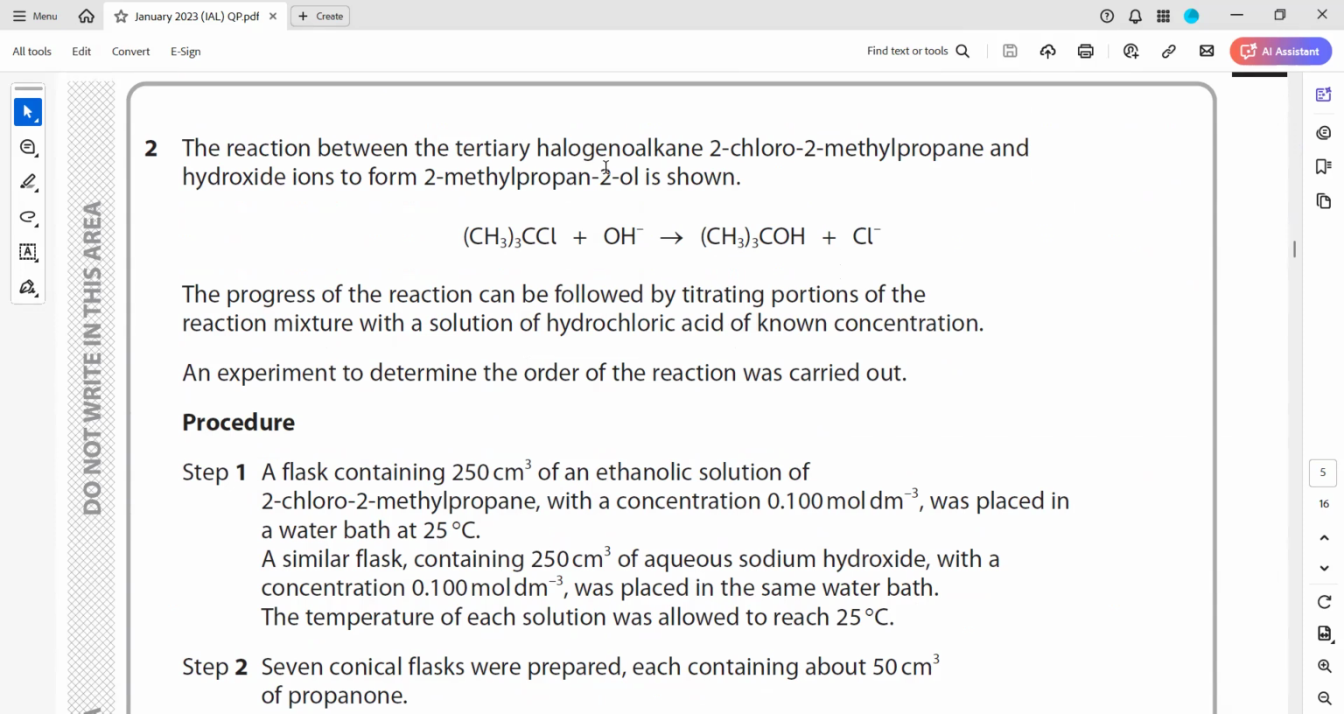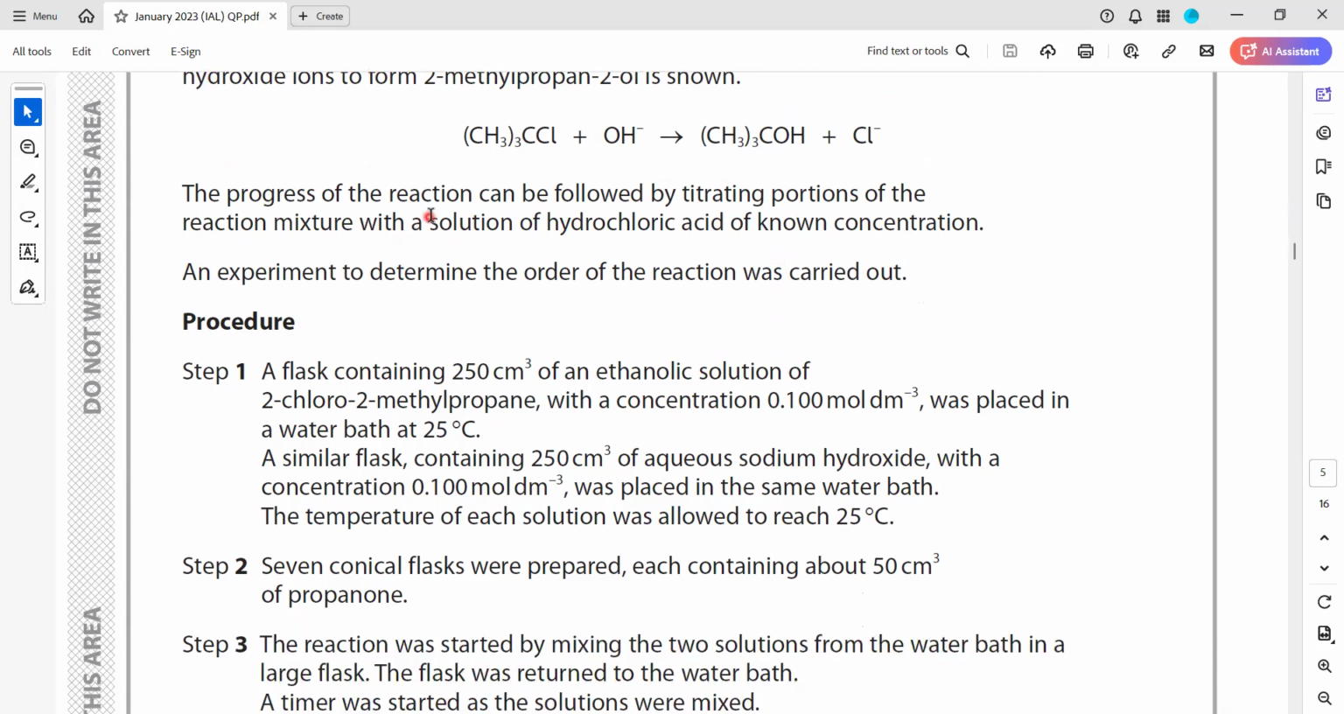The progress of a reaction can be followed by titrating portions of the reaction mixture with a solution of hydrochloric acid of known concentration. The alkali remaining will react with the hydrochloric acid, and we work out the speed of the reaction, the progress of the reaction. Then an experiment to determine the order of the reaction was carried out. We are finding what the order of this reaction is, first order or second order.